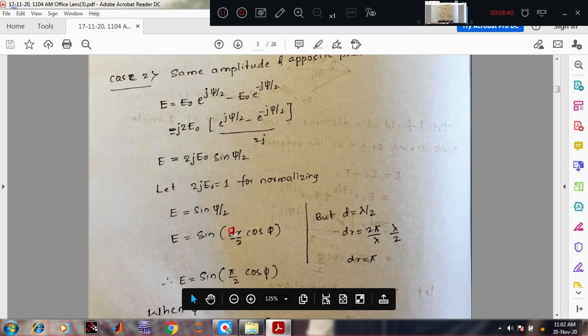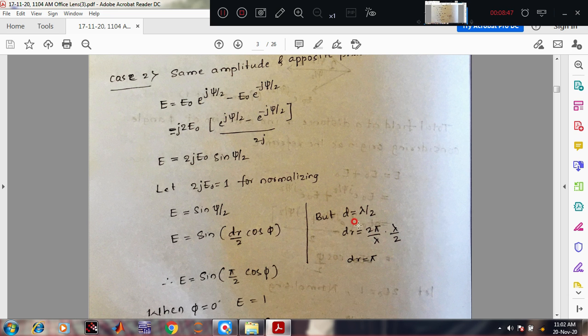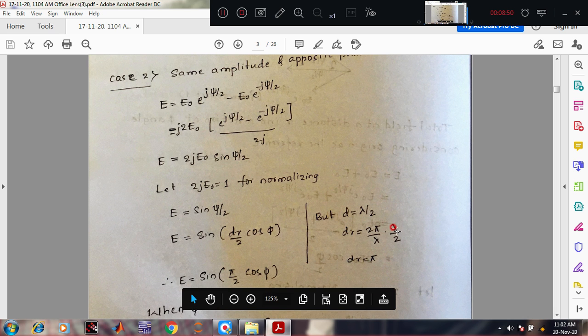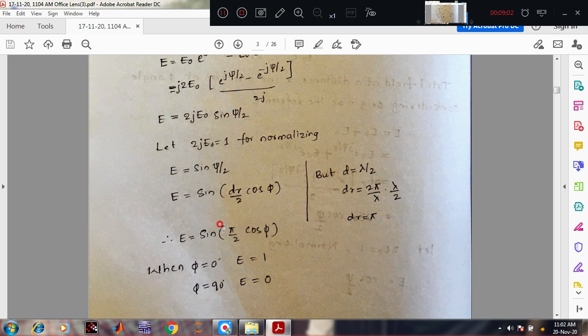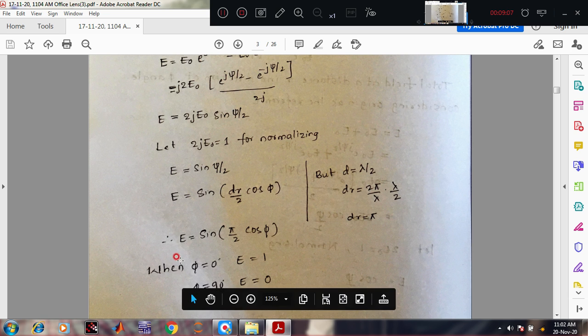What is the value of psi? dr cos phi divided by 2. So what is dr? We know that the distance d will be lambda by 2, and dr will be 2 pi by lambda into d. Substitute all the values here, lambda and the 2 will get cancelled, and dr will be pi. Therefore E will be sine, in the place of dr write pi, so pi by 2 cos phi. So we go on substituting the value of phi here to get the value of E, right?